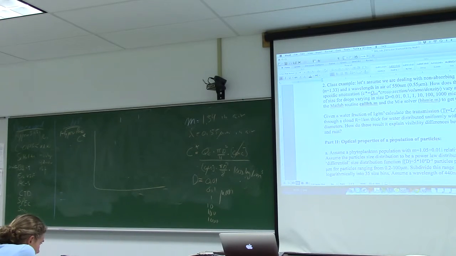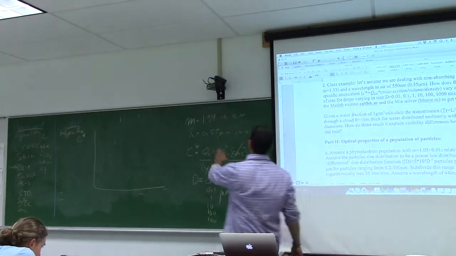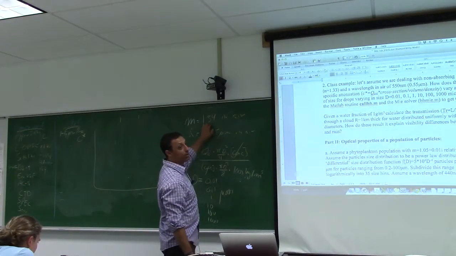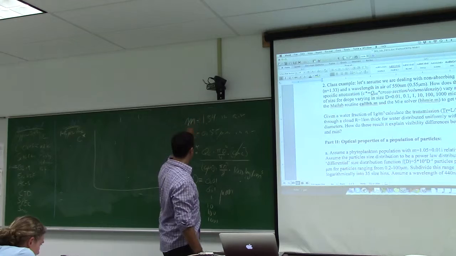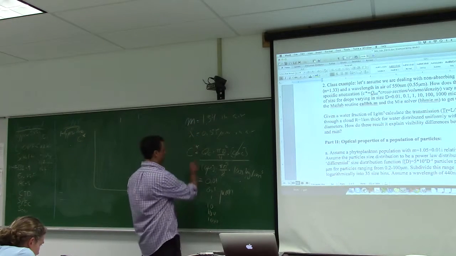And then we'll get from this the C star. We'll calculate what the C star should be. So you're dealing with green wavelength in air 0.55, 1.34 in air or 1.33, whichever you want. And then we're looking for C star.